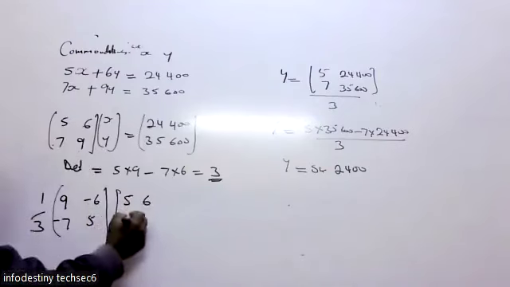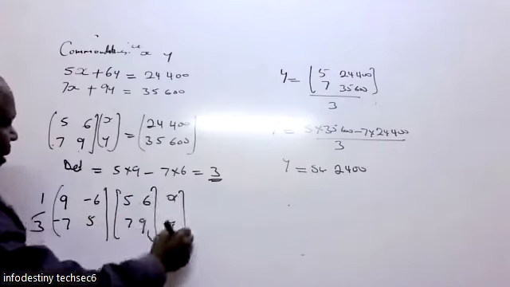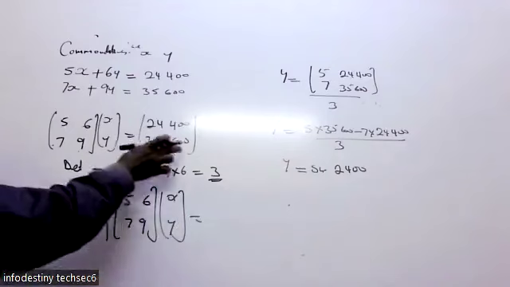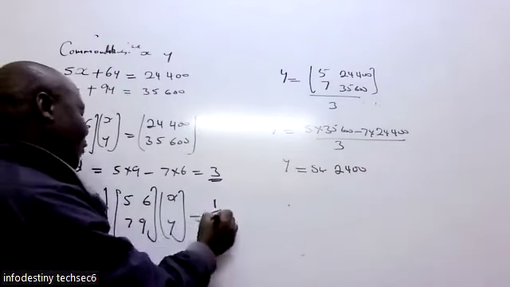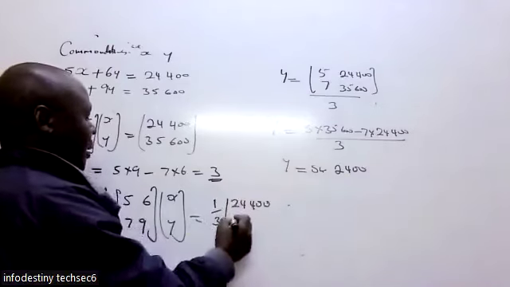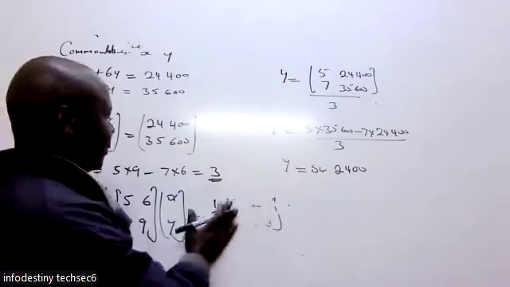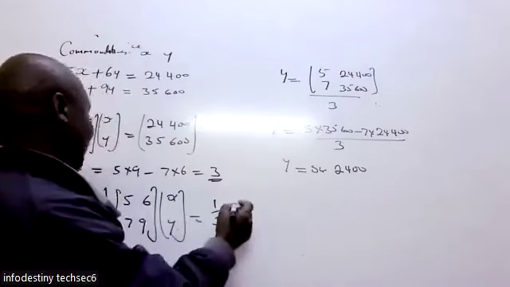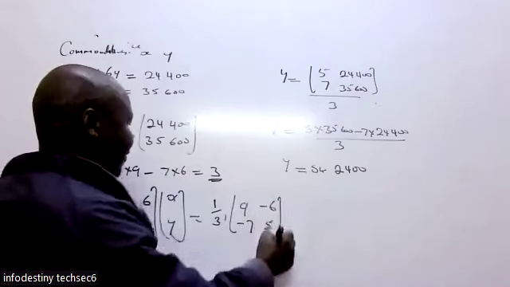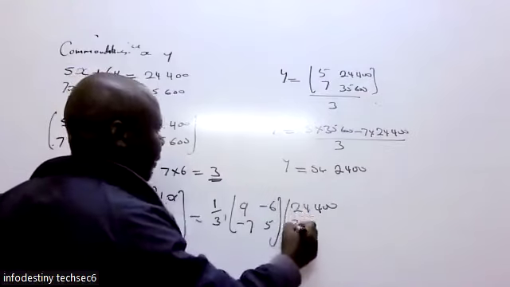Then we multiply this one. 5, 6, 7, 9. Then this is going to be x, y will be equal to, then we take this particular inverse and multiply by this. So that's going to be 1/3 into bracket 24,400, 35,600. Sorry, this is not the inverse. The inverse is going to be 9, -7, -6, 5. Then we multiply by 24,400, 35,600.